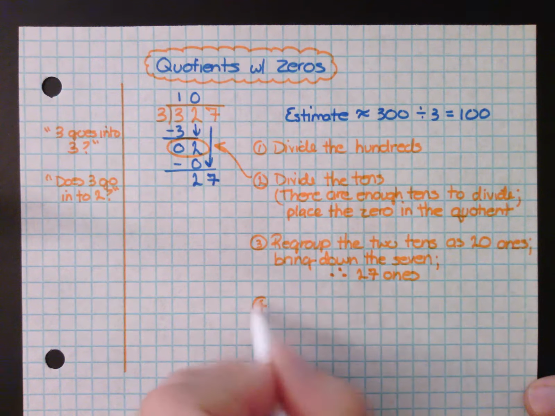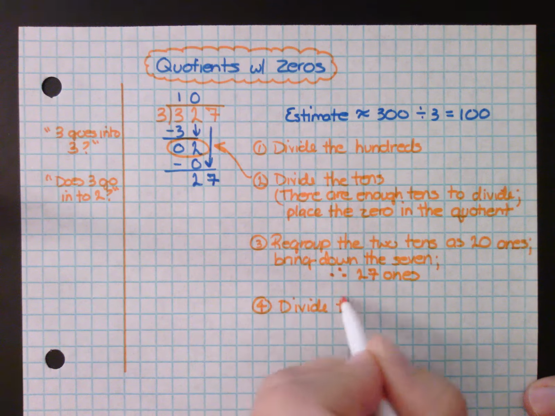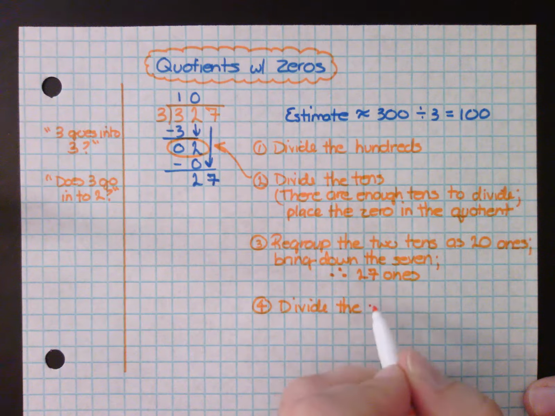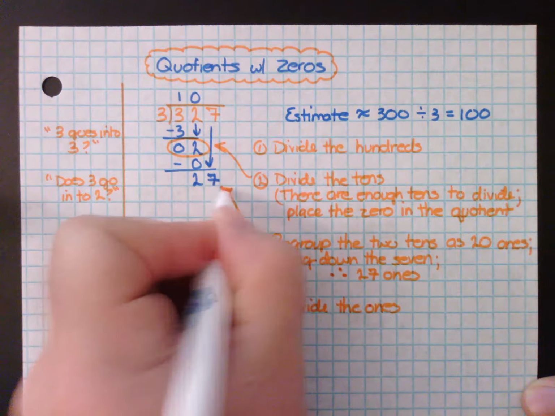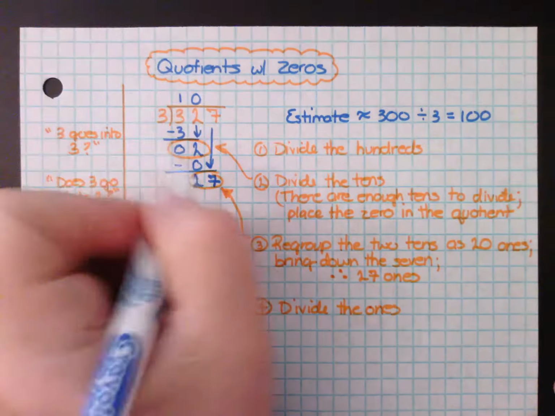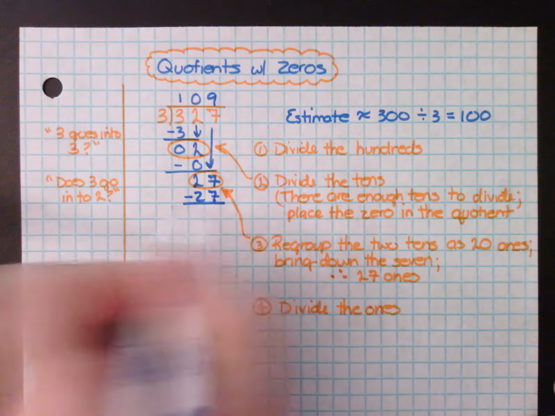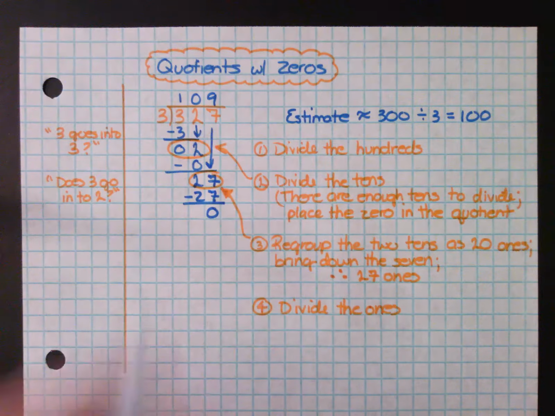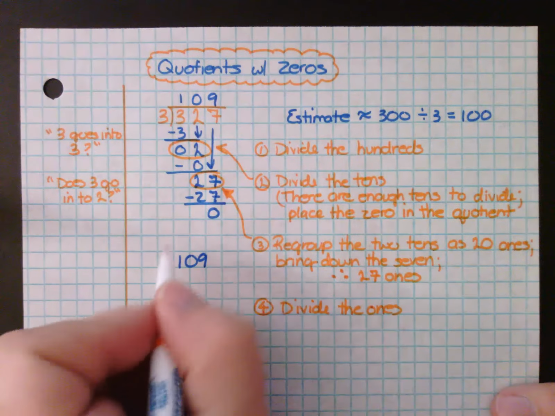So the last step would be to divide the ones. So step 3 is right here. So 3 goes into 27 9 times. I multiply and subtract. Get a remainder of 0. And so my answer is 109.